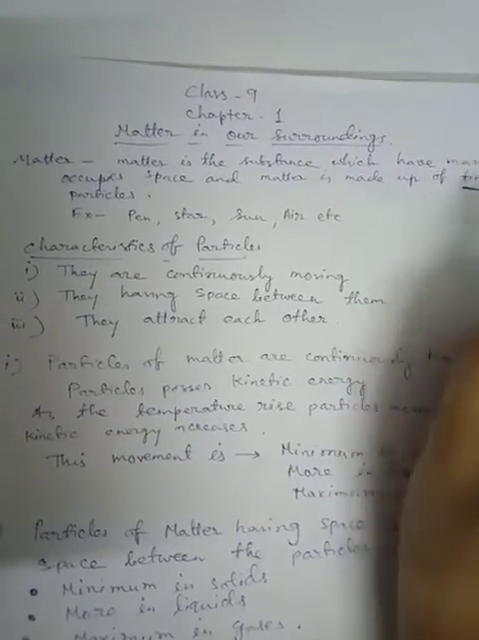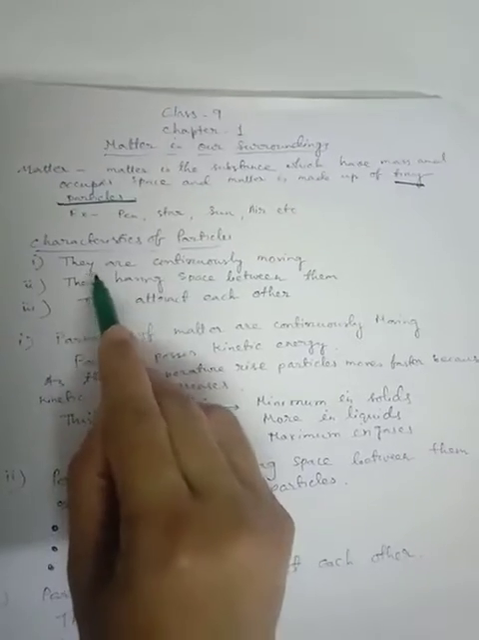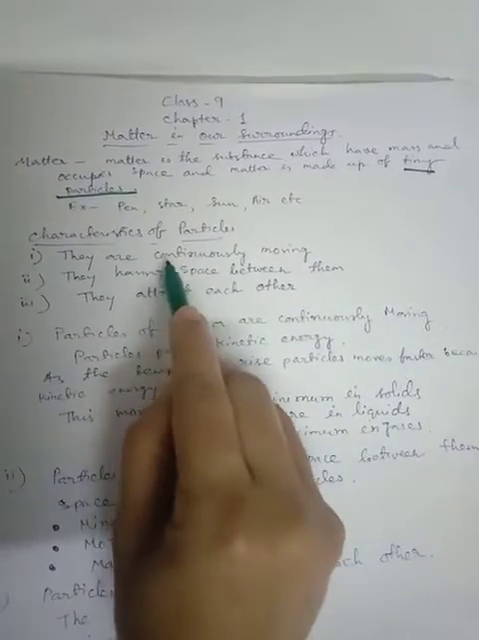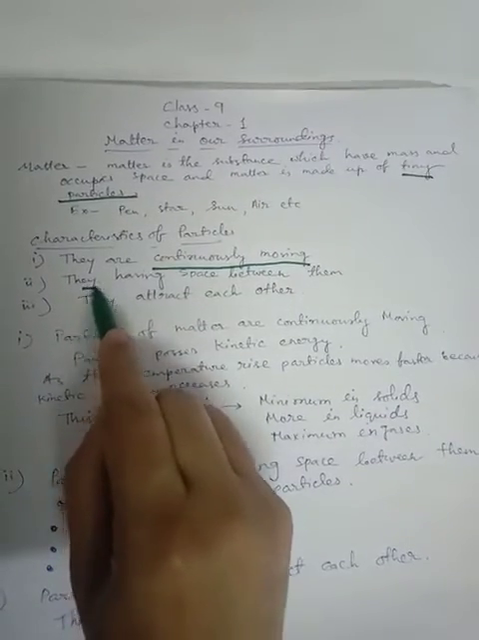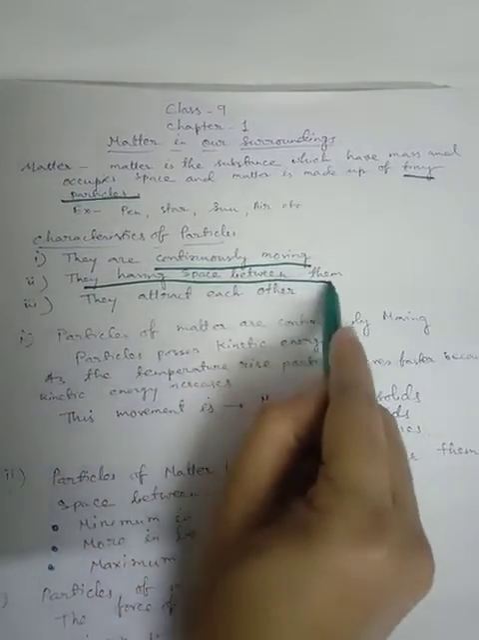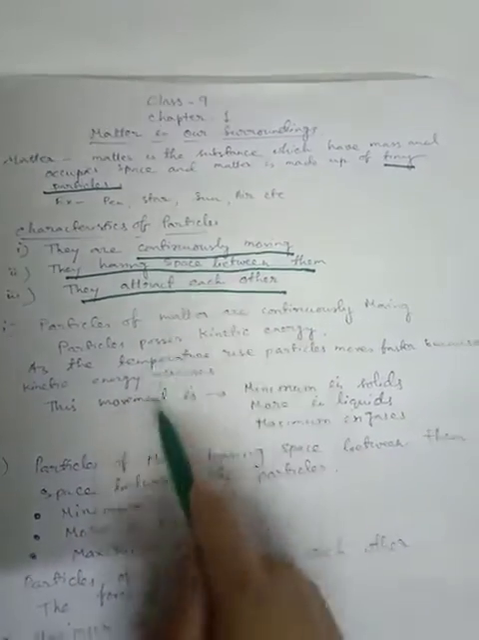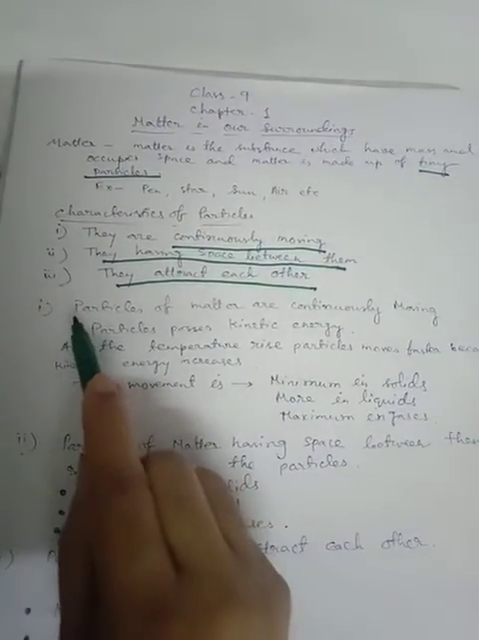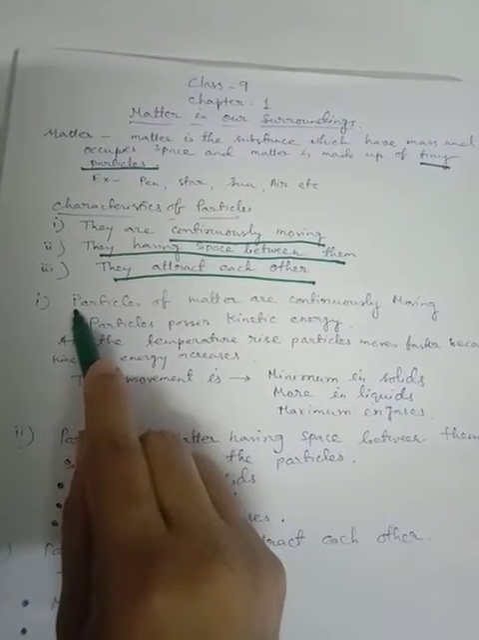Now we have to see what are the characteristics of tiny particles. The characteristics of particles of matter are: they are continuously moving, they have space between them, and the particles attract each other. Now I will discuss the characteristics one by one.